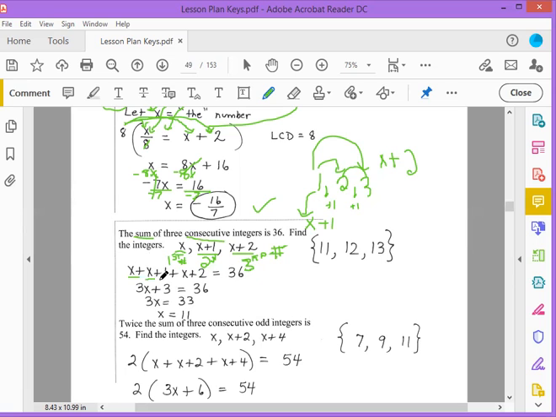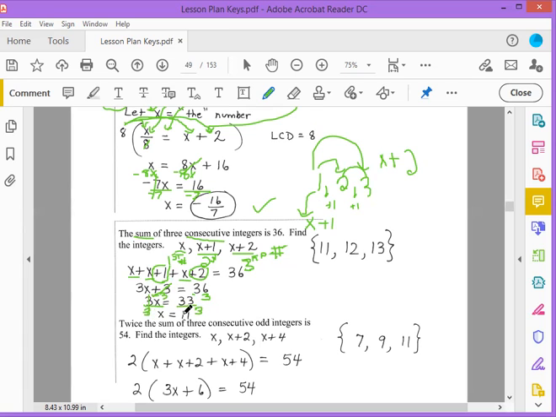Now we will combine like terms. x and x gives us 3x. And 1 plus 2 gives us 3. And carry down our equal sign and the 36. Then we're going to subtract 3 from both sides of the equation. We'll get 3x equals 36 minus 3, or 33. Lastly, we'll divide both sides of the equation by 3.